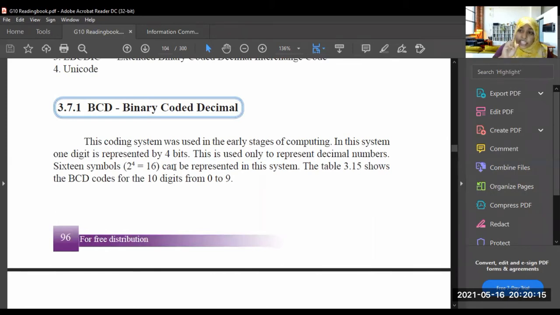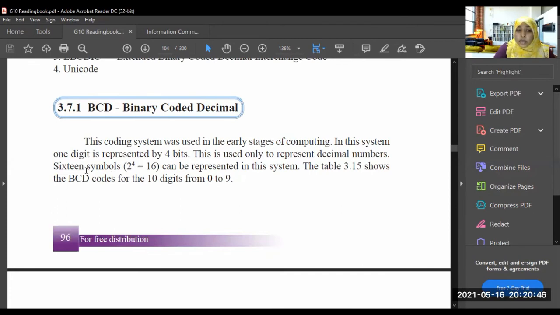So one digit is equal to how many bits? 4 bits. This is used only to represent decimal numbers. So BCD is used only to represent the decimal numbers. You know what the decimal numbers are? 0 to 9, so 10 digits. For these 10 digits, the binary code is 4 bits.